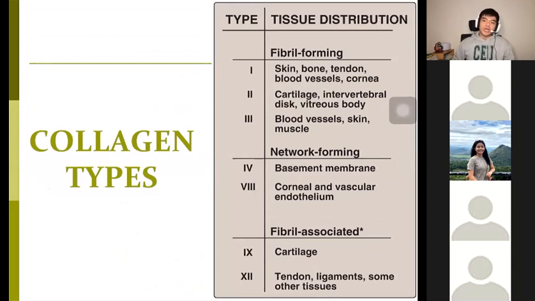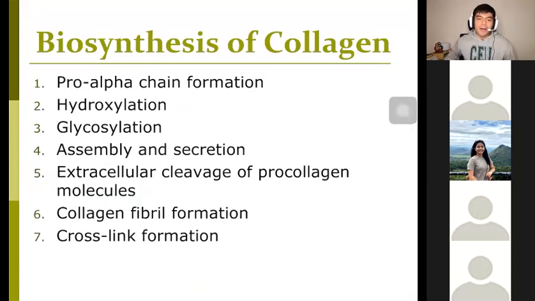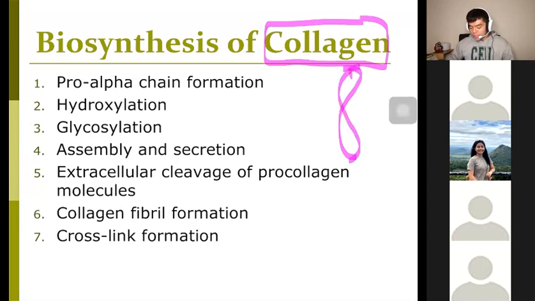That's why we are confident enough to know that collagen is really the most abundant protein in the body, because there are different types found in different tissues. Now, let us deepen the discussion of collagen. At this point, let us discuss the biosynthesis of collagen. In biosynthesis, our goal is for you to understand how collagen becomes a triple helical structure. That is what we will explain here.